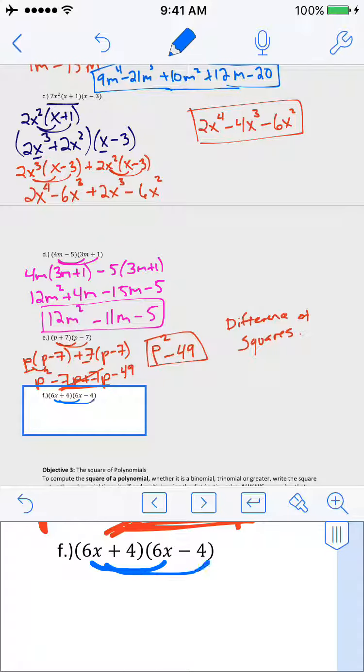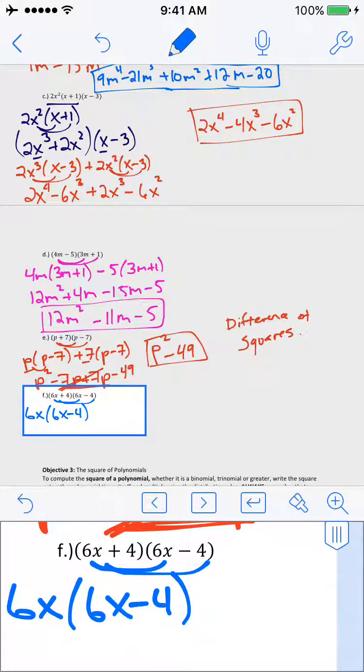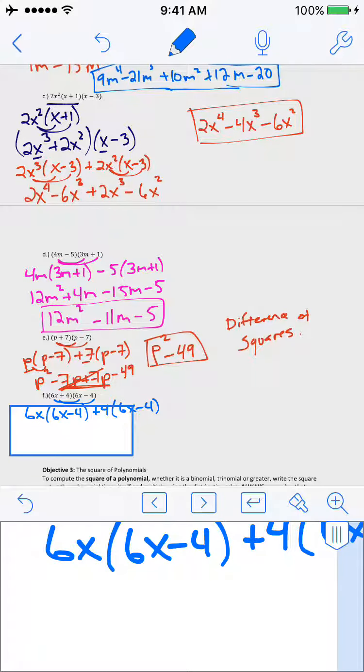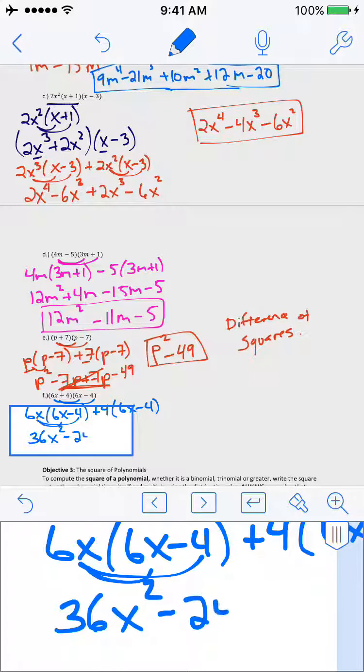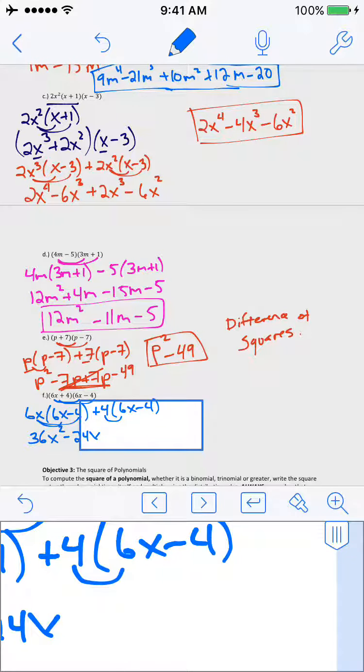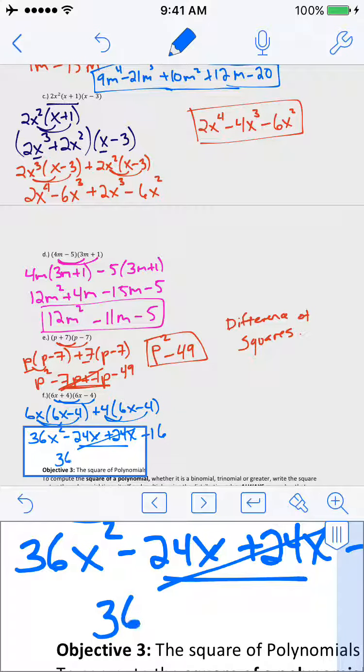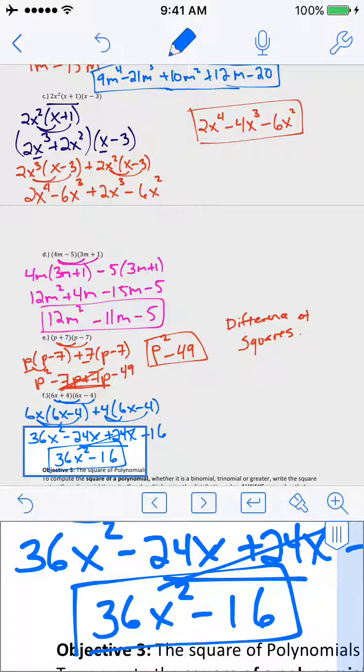We'll start by distributing. So 6x times 6x minus 4 plus 4 times 6x minus 4. We end up with 36x squared minus 24x. Here we've got plus 24x minus 16. And it did look like it happened again. Those middle terms canceled out. You get 36x squared minus 16. We ended up with a binomial.